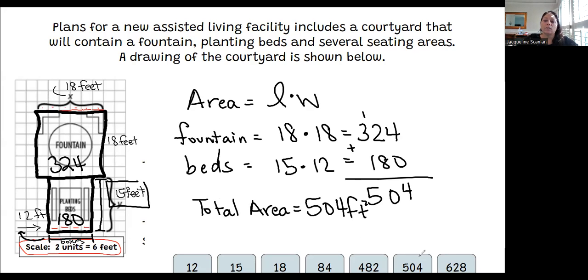So I have all three of my answers. I know that I'm going to use 504 for the overall area. I know that I'm going to use 18 for the length of the fountain. And I know that I'm going to use the number 12 for the width or the length of the planting beds. And those are the numbers that I would drag into those appropriate areas on the test. Okay, go ahead and copy it down, take down your notes so you know how to do this problem on the actual test.